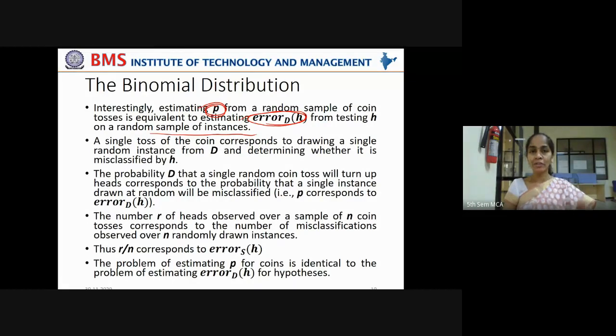You are estimating the probability of P from a random sample of coin tosses. In the previous case we observed, in the first case it is 0.6, in the second case it is 0.7, in the third case it is 0.9. Is there any similarity between the sample errors?